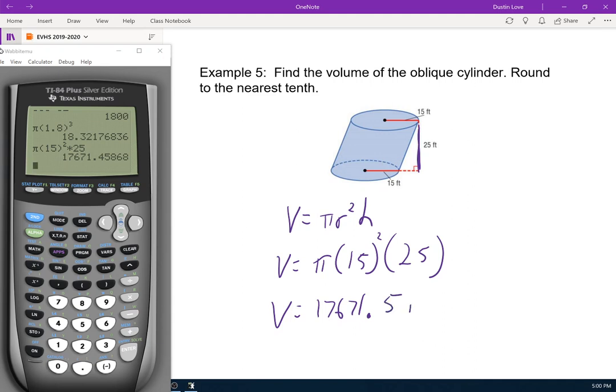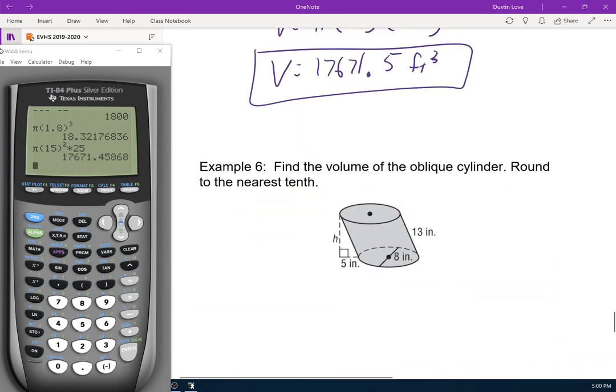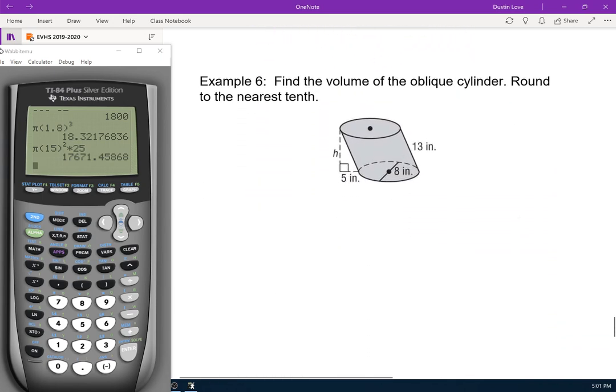17671.5. Oh, that's feet, not meters. Feet cubed. Now that I write that in, did I use cubed in the last one? Yeah, I did. Okay, last one.